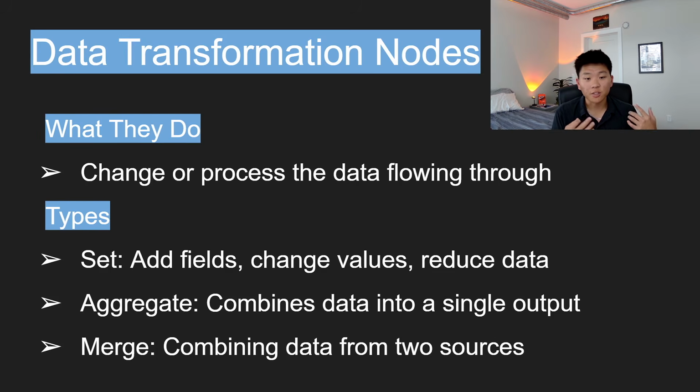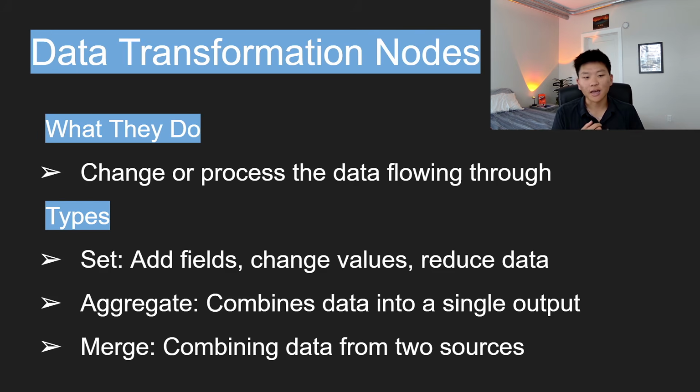Third, we have data transformation nodes. These are going to help you change or process your data in some way so that it flows through the whole process and you get the end result as you want it. So these types of nodes can do things like set, that can add fields, change values within fields. It can do some sort of processing of your data.